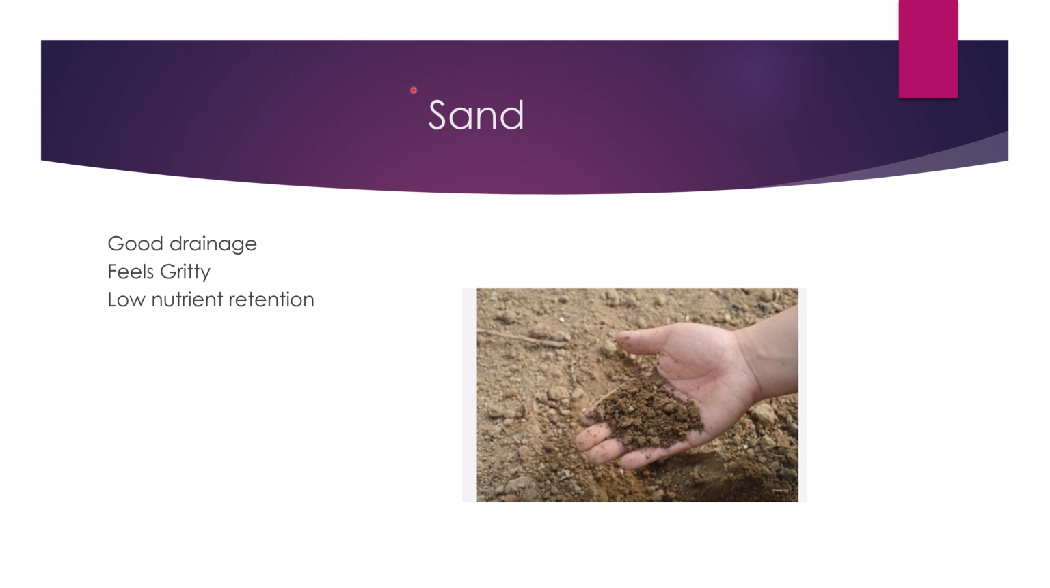Let's look at the first major component of soil, sand. Sand has the largest particles of all soil types, as you can see in the picture, and that size dictates how it behaves. First, good drainage. Because the particles are large, there are big gaps between them. This allows water to flow through very quickly, preventing the soil from getting waterlogged.